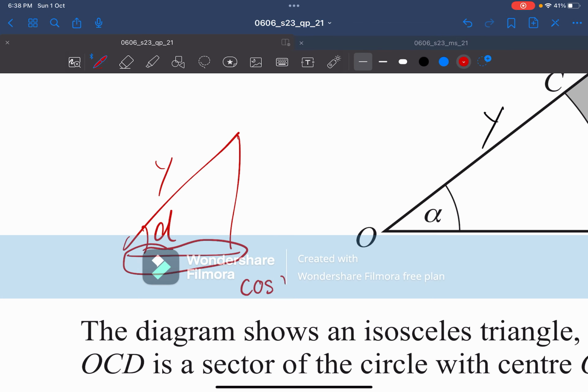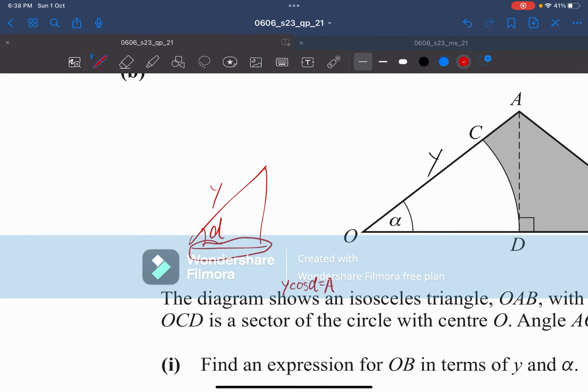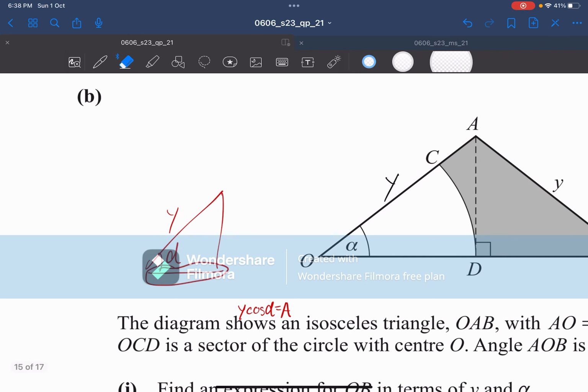cos alpha equals adjacent A over hypotenuse. So it's going to be y cos alpha equals A. And yeah, that's how you find the horizontal component, which is a longer way to visualize it, but it works, I guess.